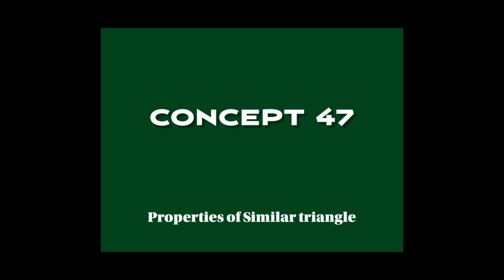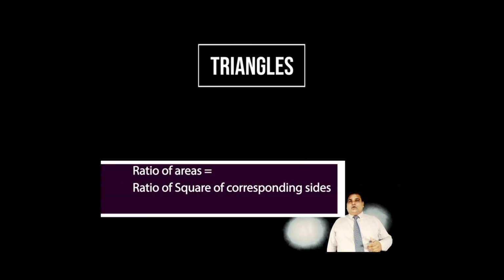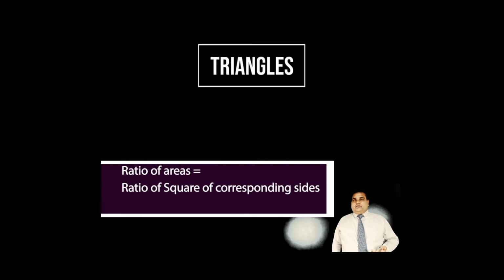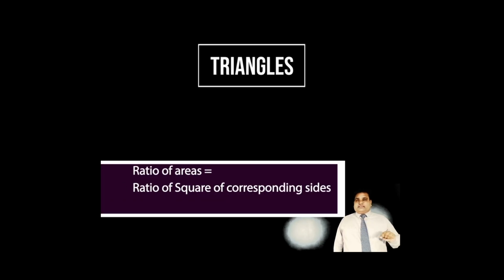Concept number 47, properties of similar triangles, or we can say the side area relation. Once we have proved that triangles are similar by testing either SSS, AA or SAS, and any of the criteria is fulfilled, then interestingly, the ratio of areas of similar triangles will be equal to the ratio of the squares of corresponding sides.